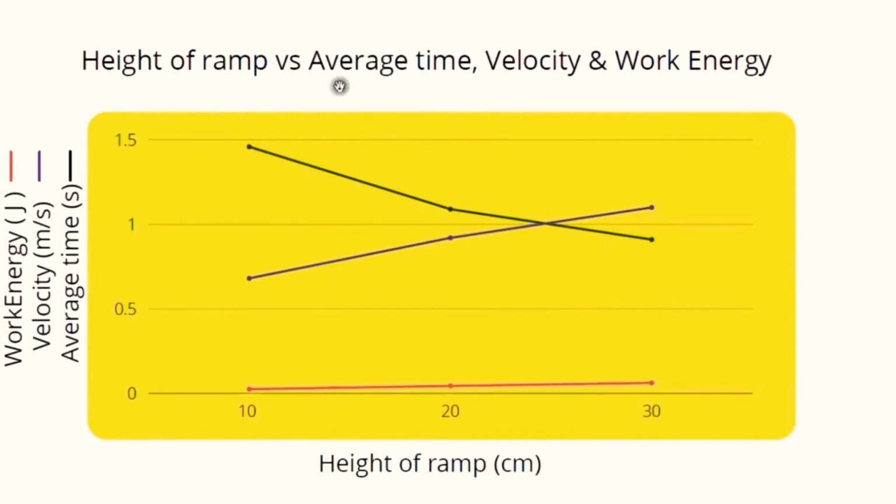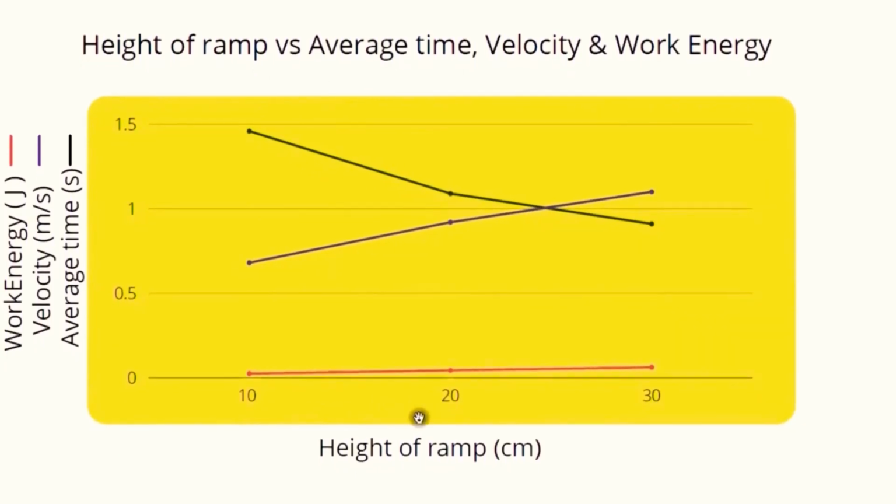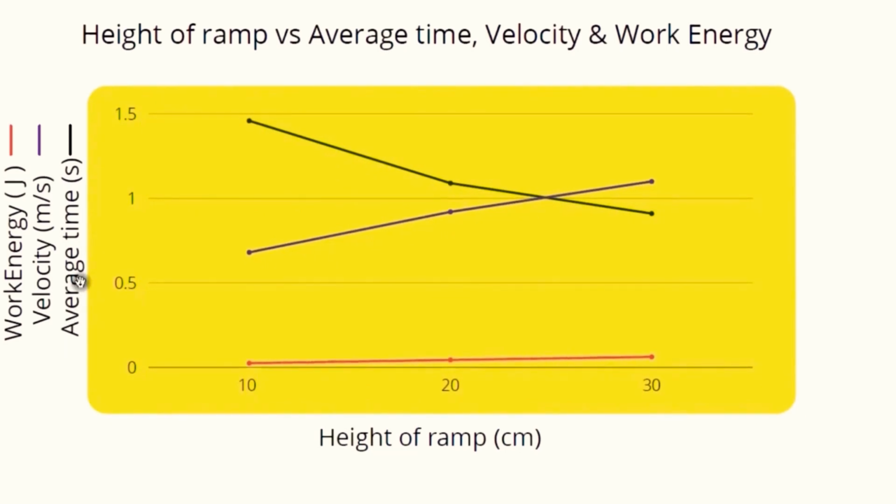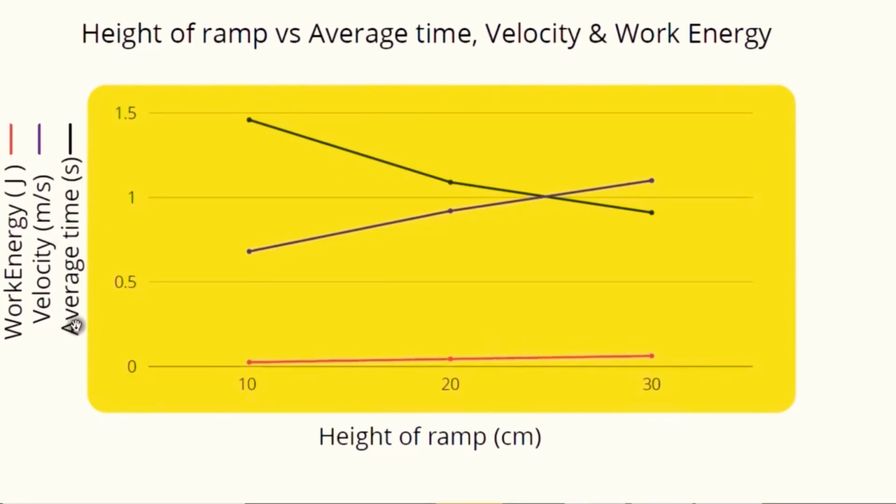This is the graph based on the result. The increasing h of the ramp affected the time taken for the ball to reach downward, the velocity and the kinetic energy. The added h of the ramp decreased the time taken for the ball to reach downward. As you can see here, the pattern is decreasing. The kinetic energy and velocity of the ball increase as the h of the ramp increases. You can see the pattern of both kinetic energy and velocity is increasing.